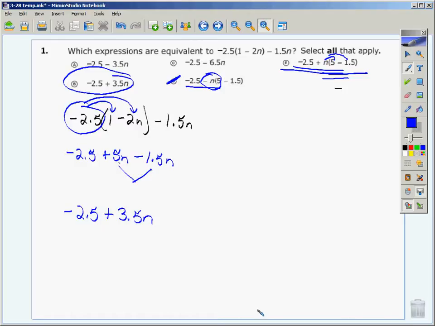Everybody okay? I took 5n and I subtracted 1.5n, or I added a negative 1.5n. 5 take away 1.5 is a positive 3.5n. Okay? I just put these two together. Pretty good with the first example.